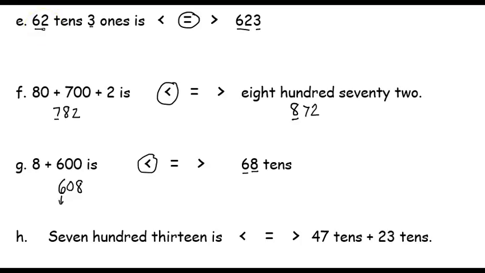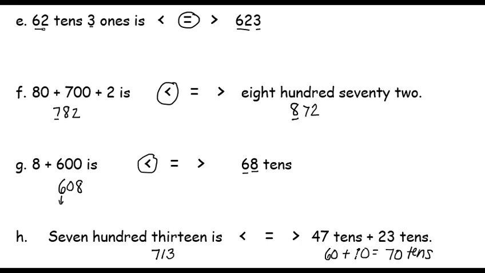And finally, I have 713. I'll write that in standard form, 713. I'm comparing that to 47 tens and 23 tens. Well, let's start by combining our tens here. 47 and 23. Well, 40 and 20 would be 60. 7 and 3 would be 10. So 60 plus 10 is 70. That means I have 70 tens in my second number.